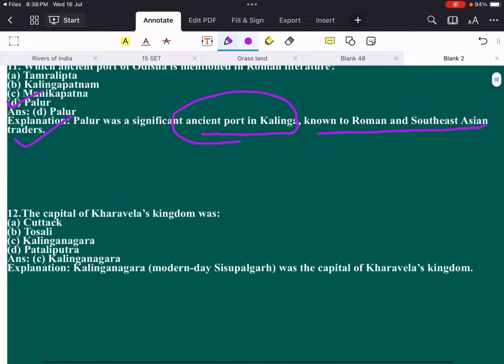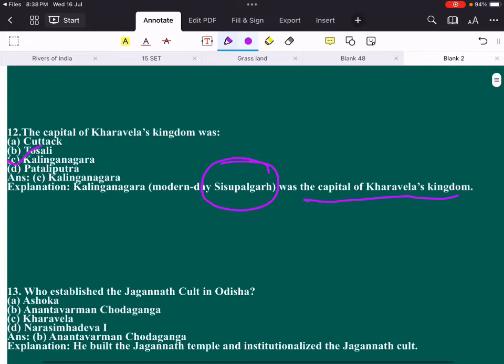The capital of Kharvela's kingdom was, that is Kalinga Nagara. Option C is the correct answer. Kalinga Nagara, modern day Shishupalgarh, was the capital of Kharvela's kingdom.